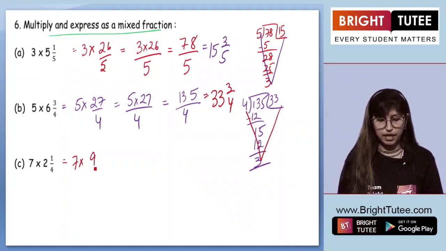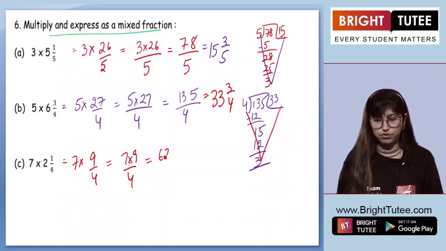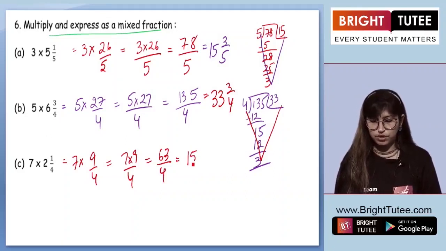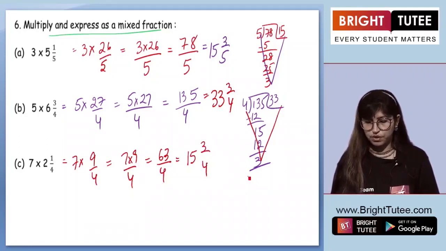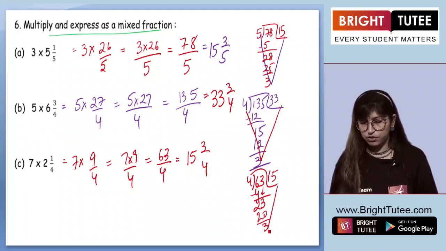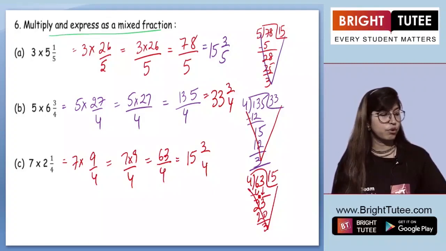7 times 9 by 4, which is 63 over 4. So by doing it the same way, we'll be getting 15 3/4. 4 1s are 4, left with 2, 3 from here. 4 5s are 20, we're left with only 3. So 15 3/4.